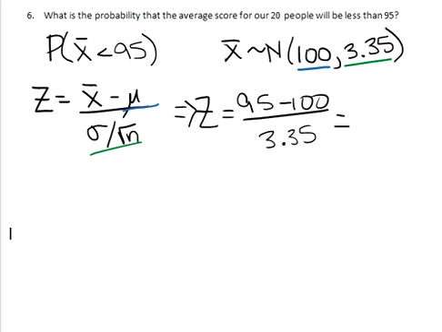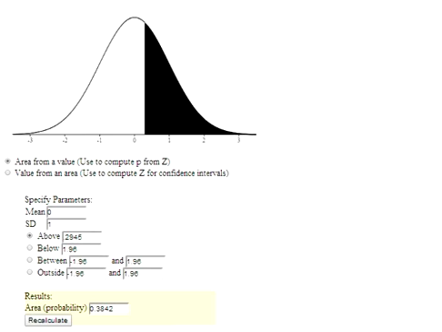This gives us a standard score of negative 1.49. Remember, you are allowed to get negative numbers for your z-score, and in this case we should get a negative number because our original value of 95 was below the mean. Now we need to go back and plug negative 1.49 into our z-table applet to figure out the probability that the x bar should be less than 95.